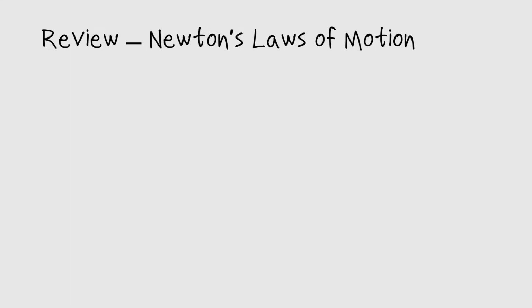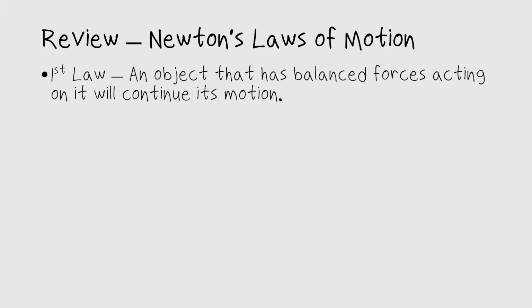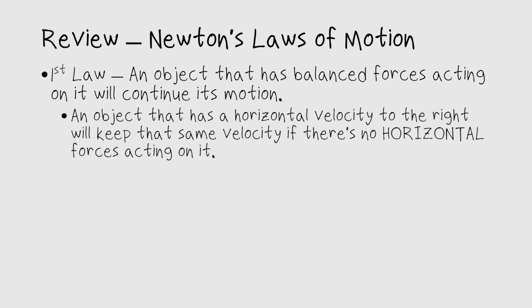All right, time for sort of a back of the envelope review of Newton's laws of motion, and realistically speaking, it's only 2/3 of them, so it's not even all of them. The first law, also known as the law of inertia. An object that has balanced forces acting on it will continue its motion. So an object where the forces aren't winning in either direction just keeps doing what it's doing. In this particular scenario, an object that has a horizontal velocity to the right will keep that same velocity, assuming that there's no horizontal forces acting on it.